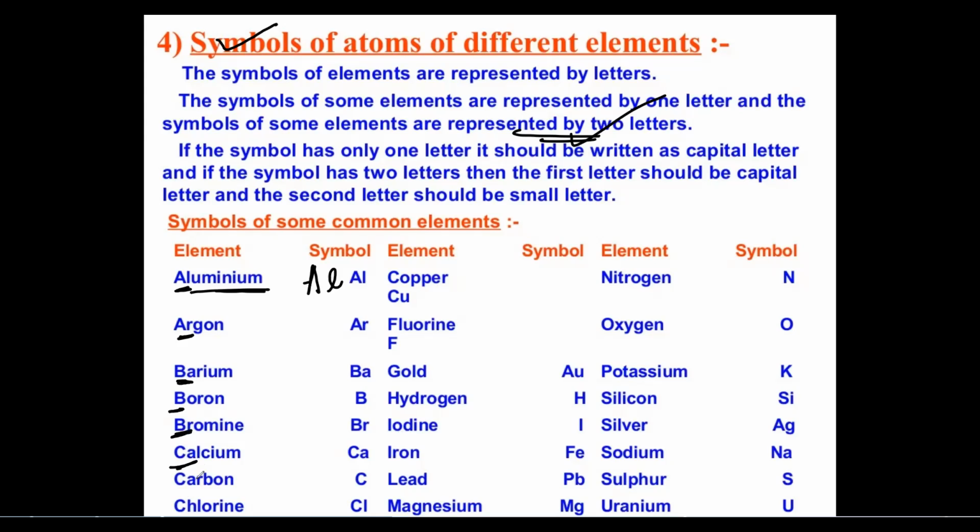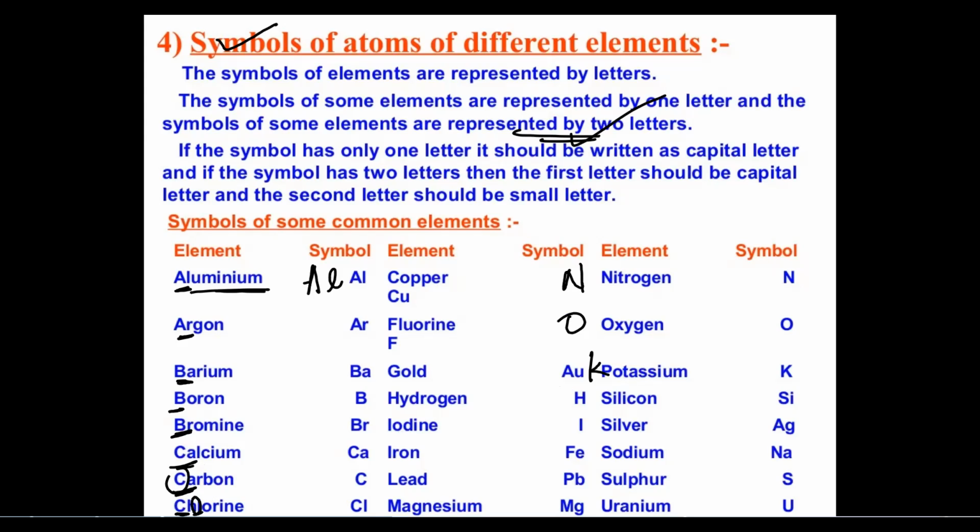Bromine, Br. Calcium, Ca. Carbon is C, since Ca we cannot take, so we take only C for carbon. Chlorine, Ch we cannot take, so we take Cl, because Ch is something else. Nitrogen symbol is N. Oxygen symbol is O. Potassium is something which is different. Potassium is K. Its symbol is K.